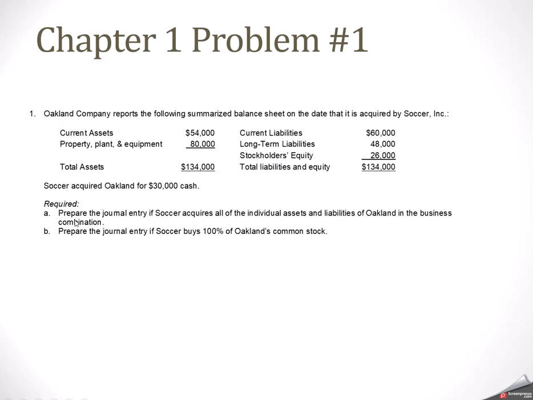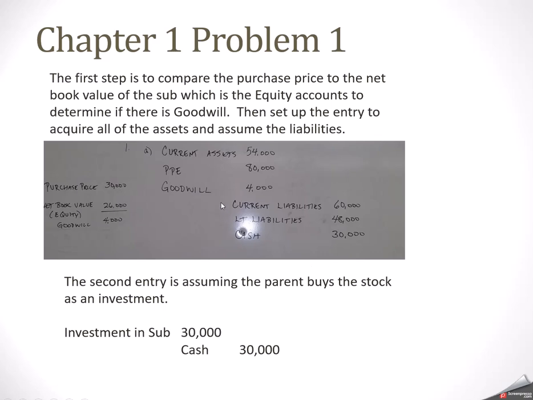So that's A. Prepare the journal entry if they acquire their individual assets and liabilities. So that means they're not acquiring the stock. B, they're acquiring the stock. So then A, we take all of their assets and we record them. So we take their current assets, their property, plant, and equipment.